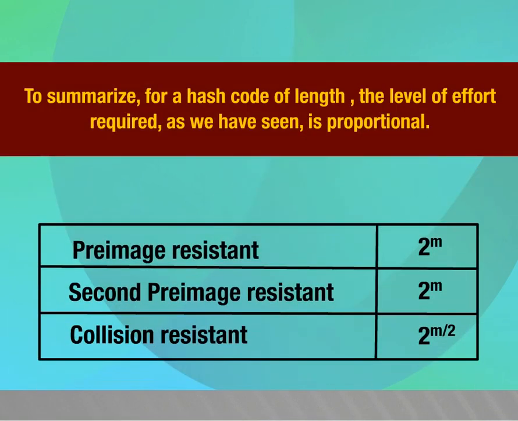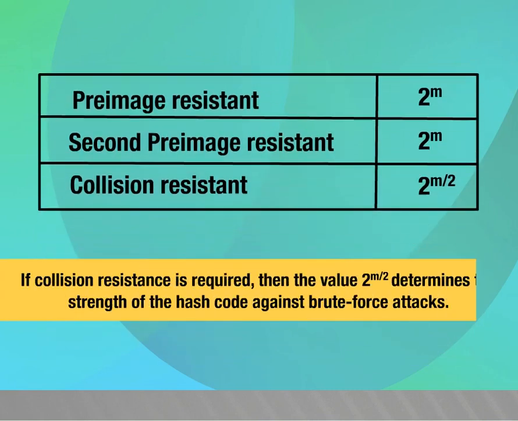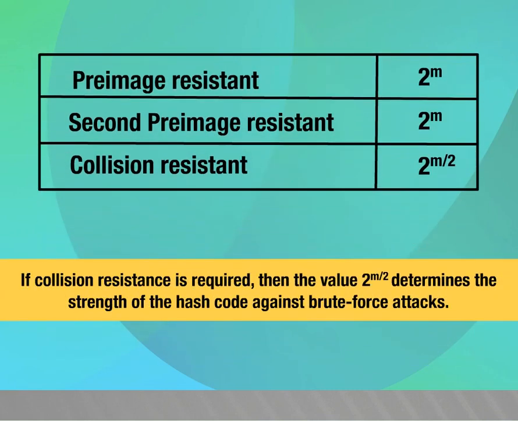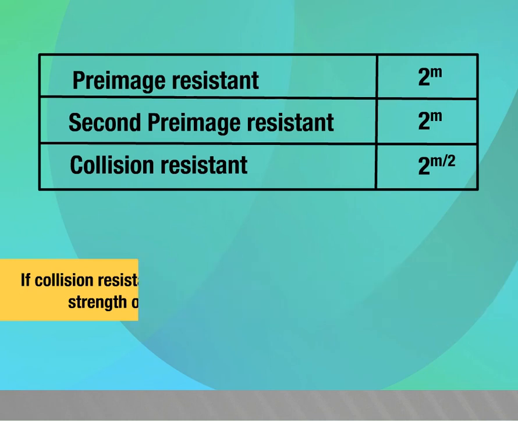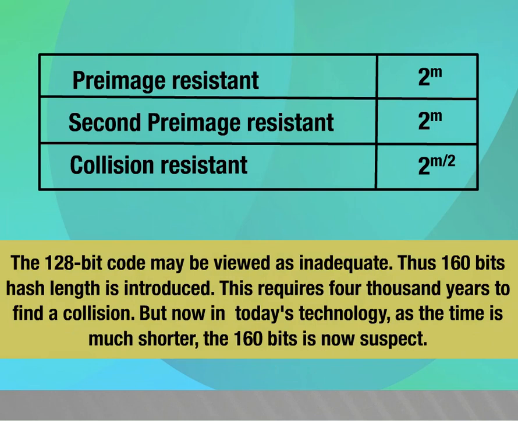To summarize, for a hash code of length m, the level of effort required, as we have seen, is proportional to 2^m for pre-image resistance, 2^m for second pre-image resistance, and 2^(m/2) for collision resistance. If collision resistance is required, then the value 2^(m/2) determines the strength of the hash code against brute force attacks. The 128-bit code may be viewed as inadequate. Thus, a 160-bit hash length was introduced. This requires 4,000 years to find a collision, but with today's technology the time is much shorter, so 160 bits is now suspect.